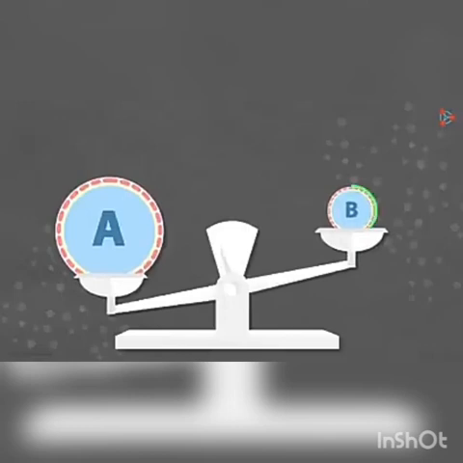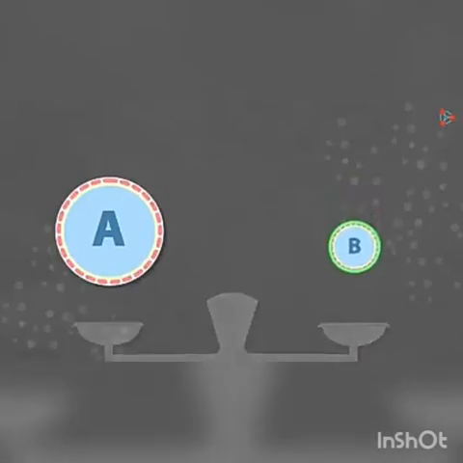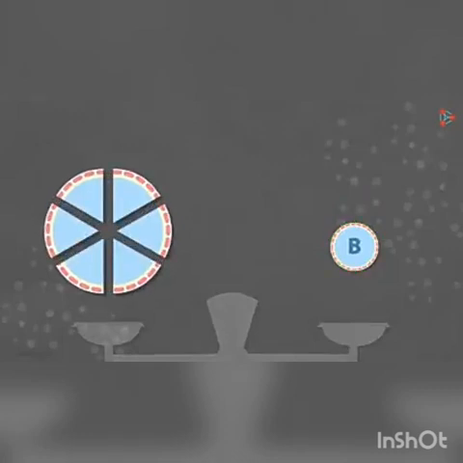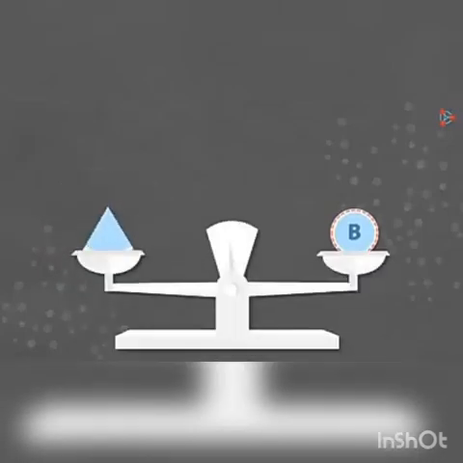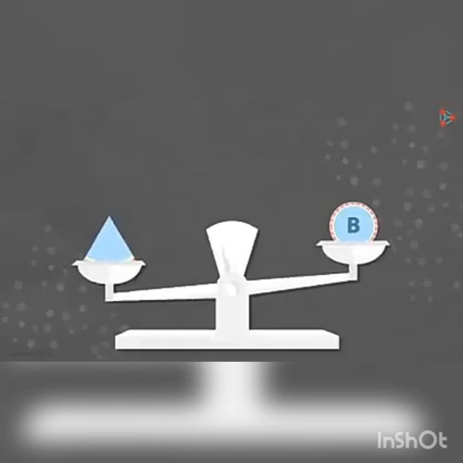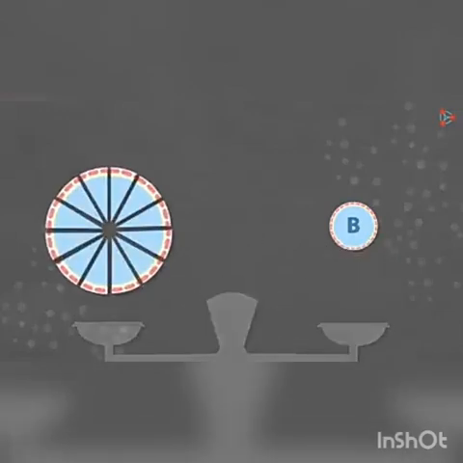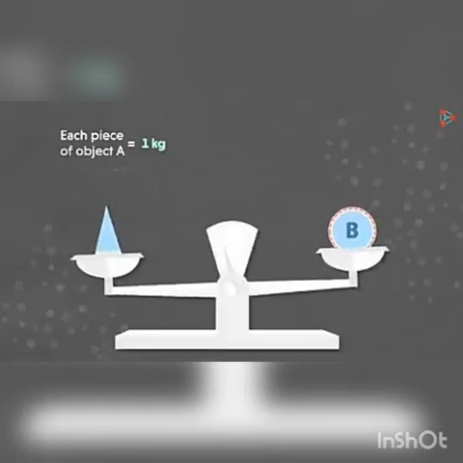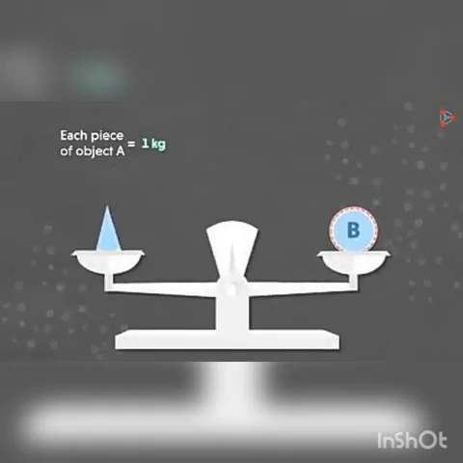Now if we want to find the weight of B, we will need something smaller to compare it to. So let's say we cut object A into 6 equal pieces. And now we compare the weight of object B with one piece. We see that this piece is still heavier than the object B. This probably tells us that we need a smaller piece for comparison. So let's assume we cut object A into 12 equal pieces, which means each piece weighs 1 kilogram. And now when we place them on either side of the balance, we see that it's in equilibrium.